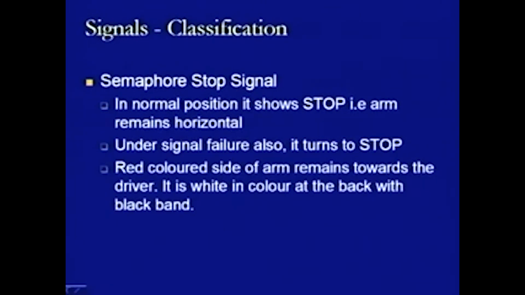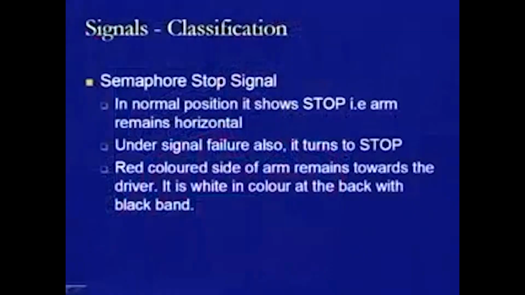The red colored side of the arm remains towards the driver. What we have seen is that there is a white band on the movable arm with the red background. Now, this side will remain towards the driver, but how we are going to identify whether this is the front side or the back side is defined by the color of this movable arm. At the back, it is white in color with a black band in between, at the same location where the white band is provided on the front side.